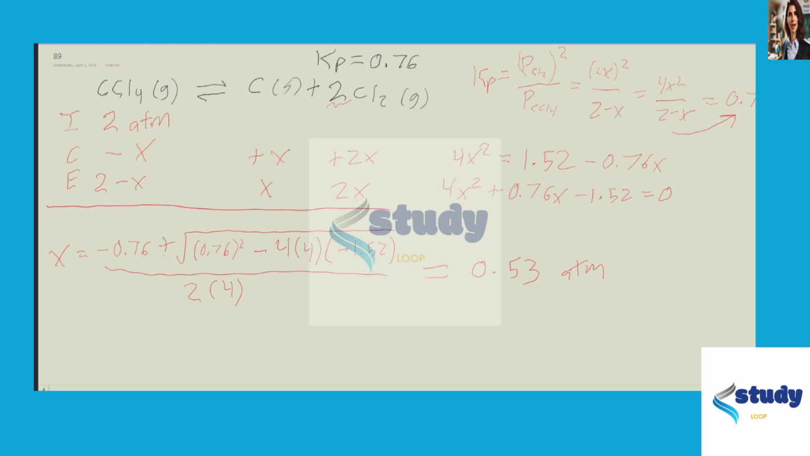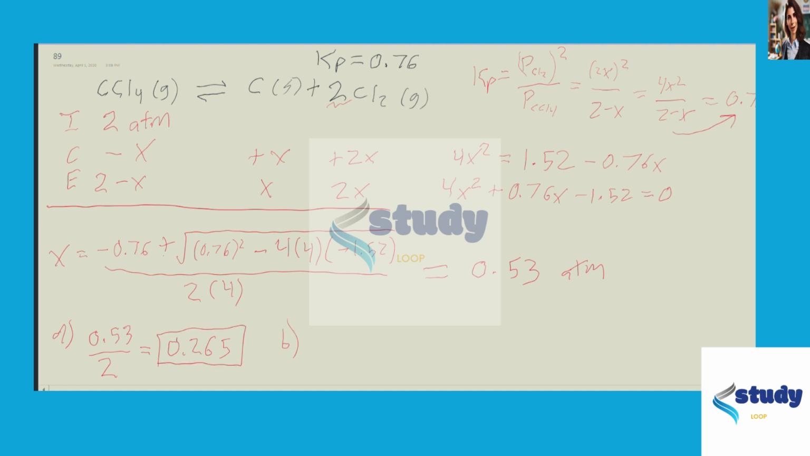So part A asks you what fraction of CCl4 is converted. Well, we know x is converted, so that's 0.53 divided by 2, which equals a fraction of 0.265. So about 26.5% is converted.